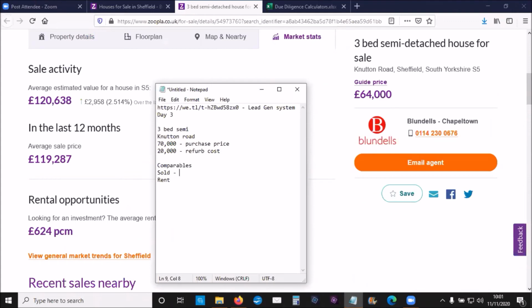I am gonna say this property, when I refinance it in, let's say, a year's time, I don't think it's actually going to achieve what Zoopla says it should achieve. Zoopla says we think that this property is going to be worth 120,000. I think because of market conditions, I'm just going to be a little bit more conservative, and I am going to say that it's actually only going to be worth 100,000. Okay.